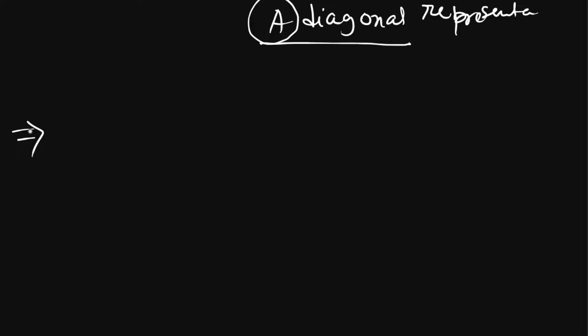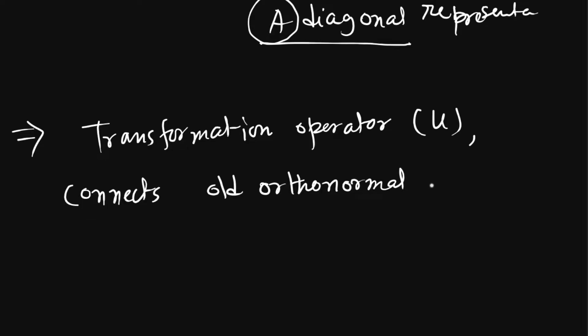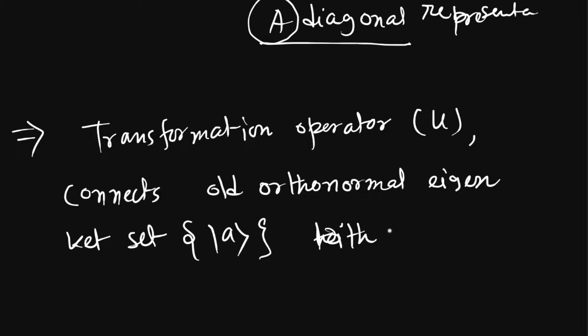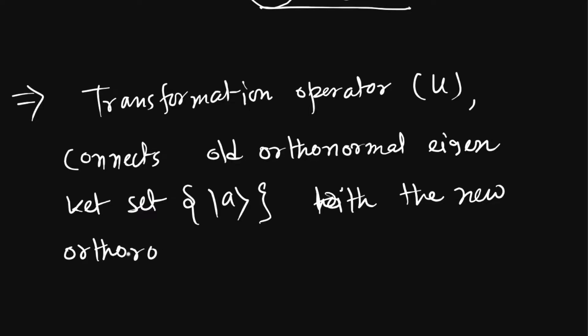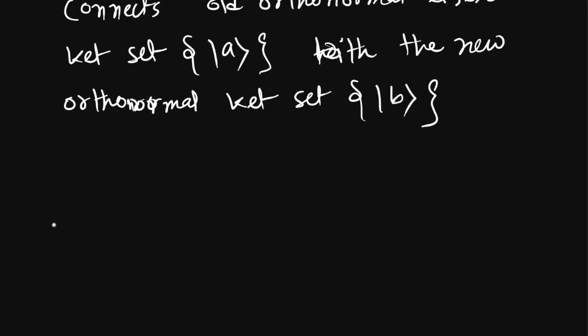Our basic task is to construct a transformation operator U that connects the old orthonormal eigenket set, suppose A, with the new orthonormal ket set B. To this end, we first show the following.